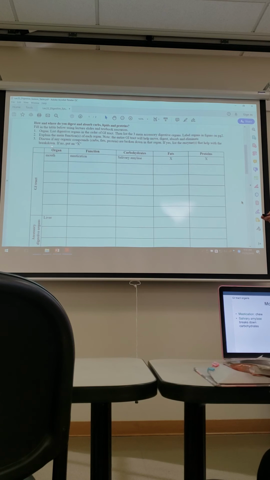For example, in the mouth, you have saliva. And you might remember in that saliva is an enzyme called salivary amylase. Right? Remember our second lab we did where you guys had to spit in the tube? Okay, so that enzyme salivary amylase helps us break down sugars or carbohydrates. So notice right here I have listed salivary amylase under carbohydrates.